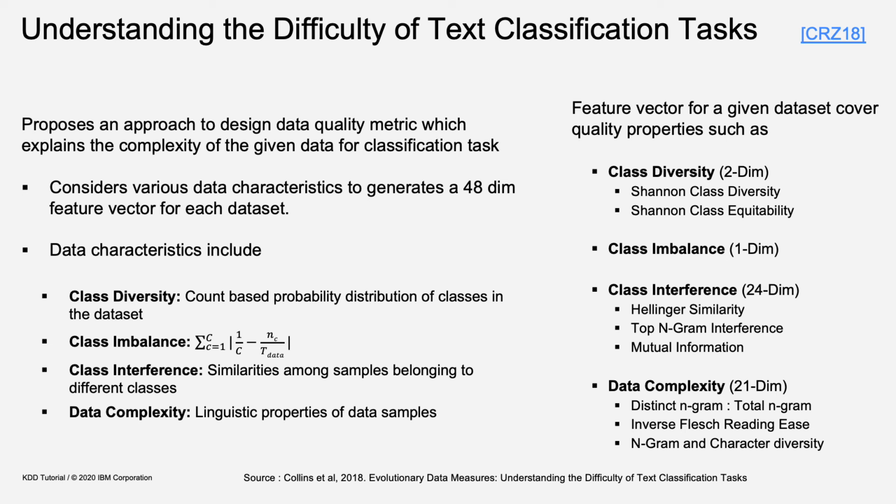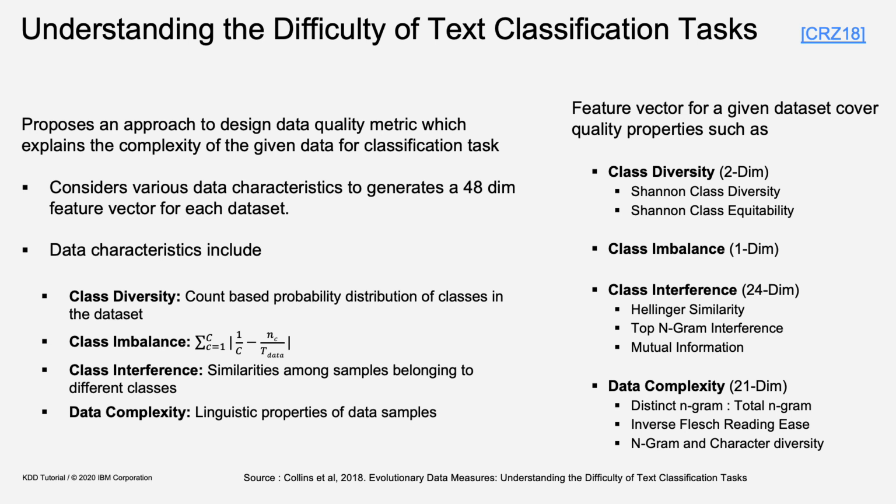This paper proposes an approach to design data quality metrics which explains the complexity of the given dataset for classification tasks by considering various properties of the dataset such as class diversity, class imbalance, class interference, and data complexity. Class diversity characteristic is used to get the count-based probability distribution of classes in the dataset, such as Shannon class diversity and Shannon class equitability. These metrics consider the class distribution and measure diversity of the dataset.